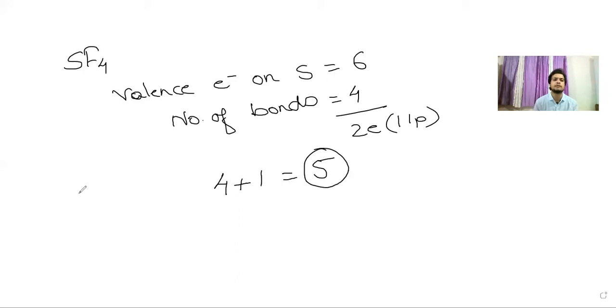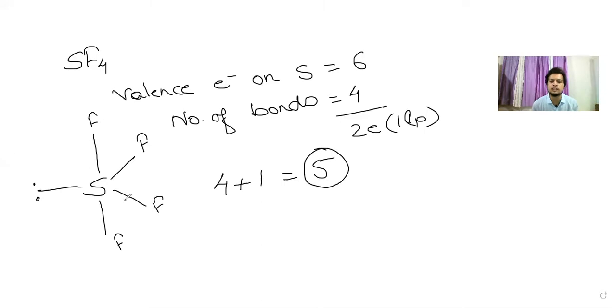Again, trigonal bipyramidal, so you draw the basic geometry. It is something like this. Now the question is, we have one lone pair. Where should this lone pair go? It should go in the equatorial position. So you put it in the equatorial position, then you can put the rest of the fluorine in the other positions.